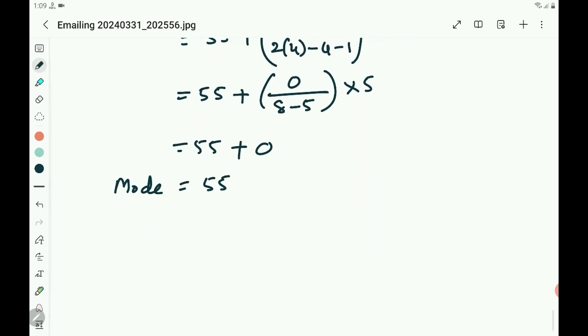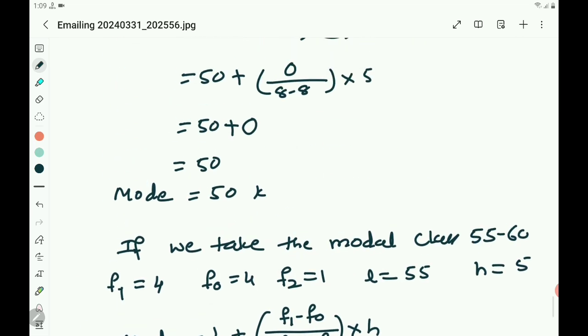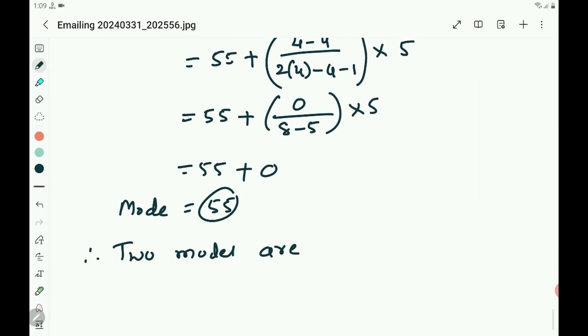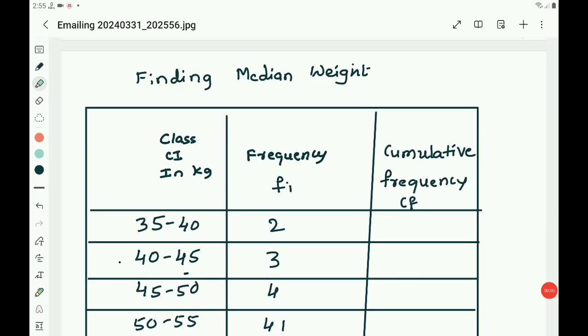So you got 2 modes. Therefore, the 2 modes are, first one is 50, second one is 55. 50 kg and 55 kg. 2 modes are there here, 50 kg and 55 kg.